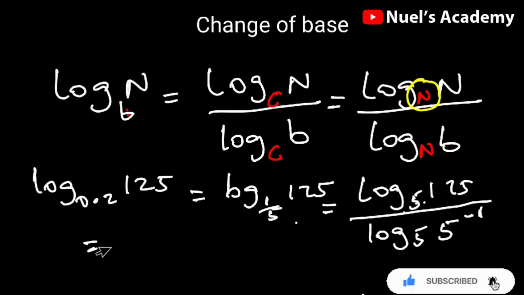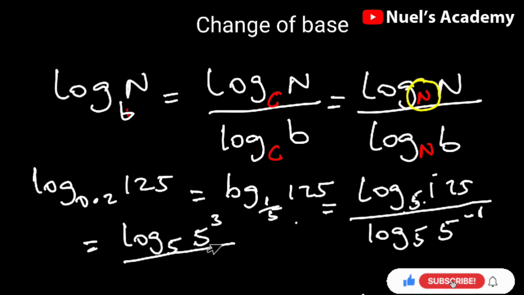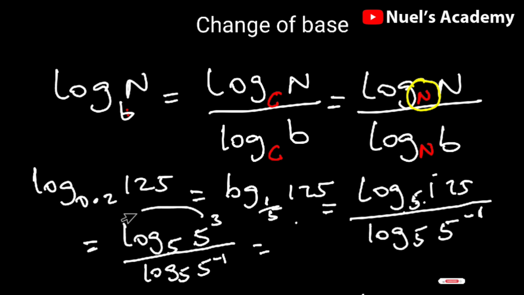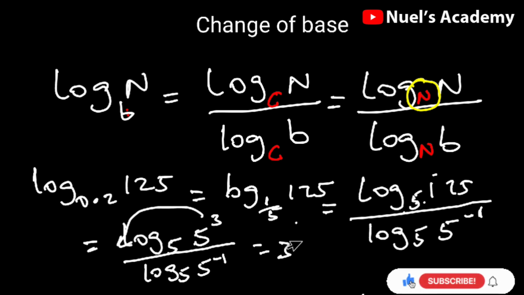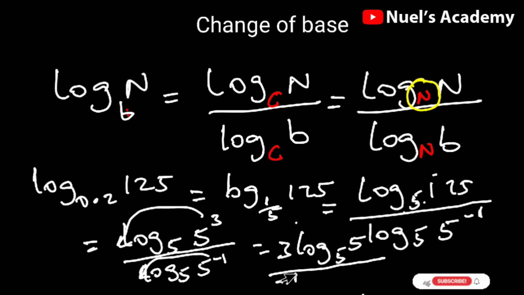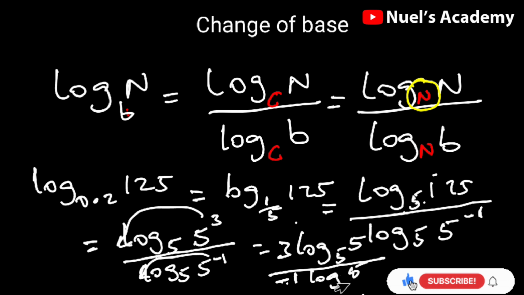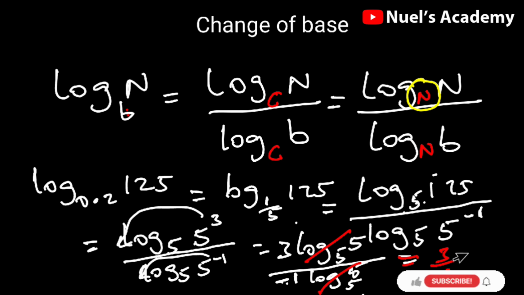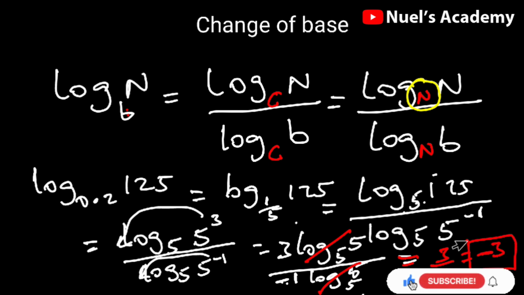So our next step, you have log base 5 of, now 125 can be written as 5 raised to the power 3. Then this is over log base 5 of 5 raised to the power negative 1. Now this is equal to, we're going to take this 3 in front of this log. It's going to be 3 into log 5, then over, we are going to take this negative 1 in front of this log. So it's going to be negative 1 log 5 of base 5. So this and this is going to cancel, and then we'll be left with 3 over negative 1, which is equal to negative 3. So this is the answer to this question.